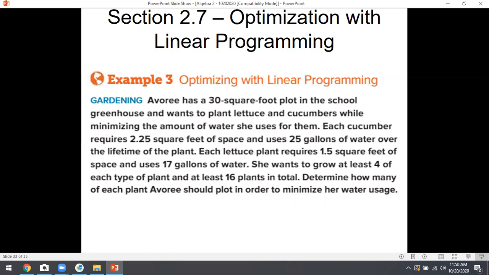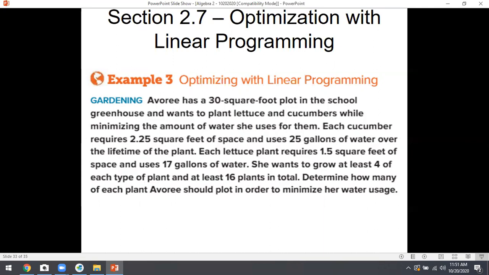If you read on, each lettuce plant requires 1.5 square feet. So similar logic, 1.5 times L will give me the area taken up by the lettuce. The total area of these two together has to be less than or equal to, well, how much area is there total in my garden?